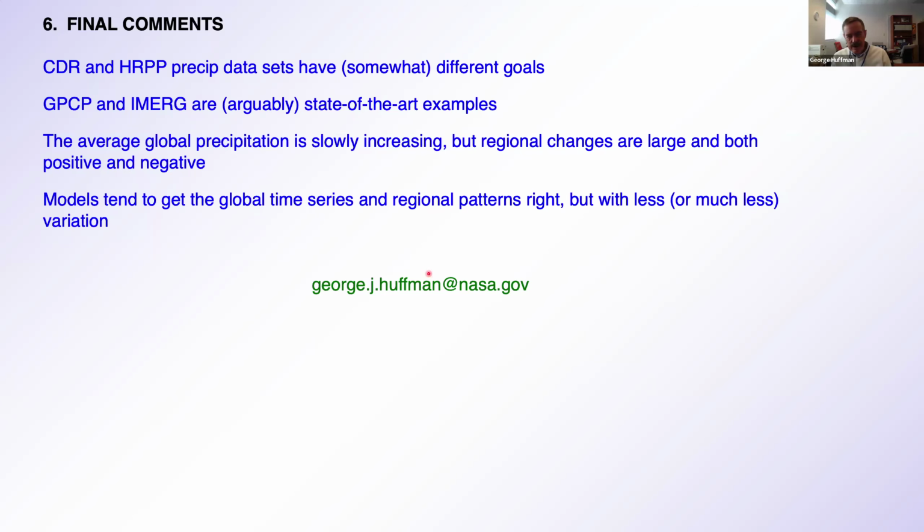I showed, well, at least waved my hands at, that the average global precipitation has a positive trend, but it's really the regional changes that are important. Unlike temperature, the regional changes are large and both positive and negative. Finally, in terms of those patterns, the models tend to get the global time series right. Regional patterns, not bad, say, but with either less or much less variation depending on which kind of model it is. Here's my email address.